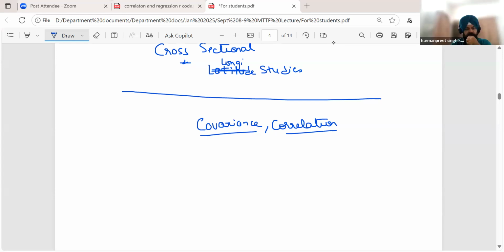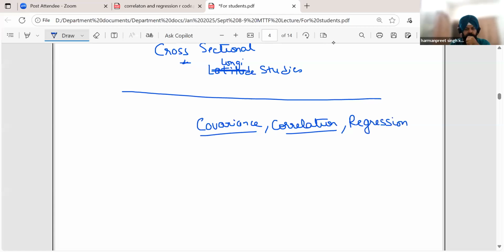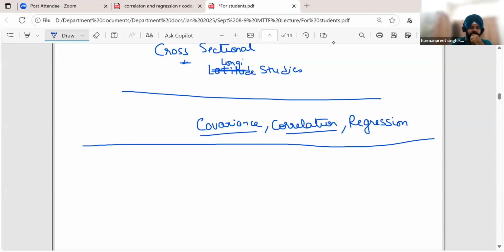So can anyone explain to me the meaning of correlation as per your layman understanding? Or maybe we have heard about this term regression. Can anyone give me some basic understanding about these three terms so that I can get to know whether we are on the same page or not? Okay, I think no one is responding, so let me take this privilege to explain this.